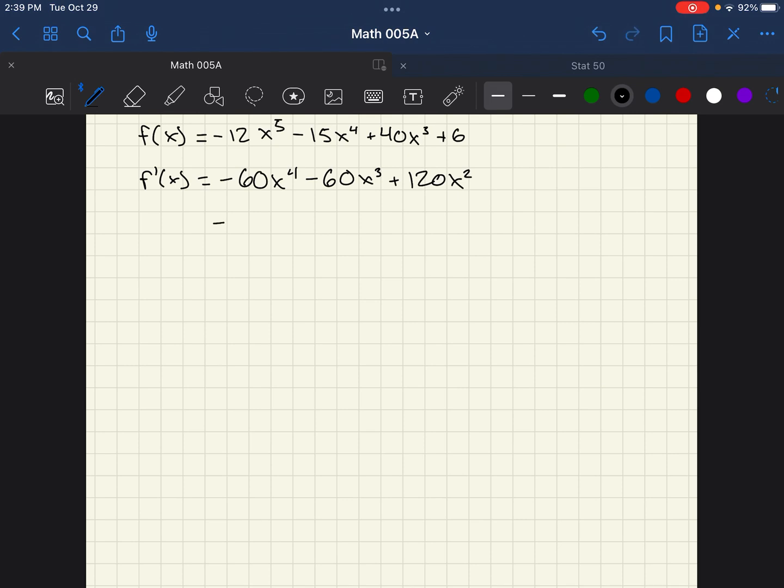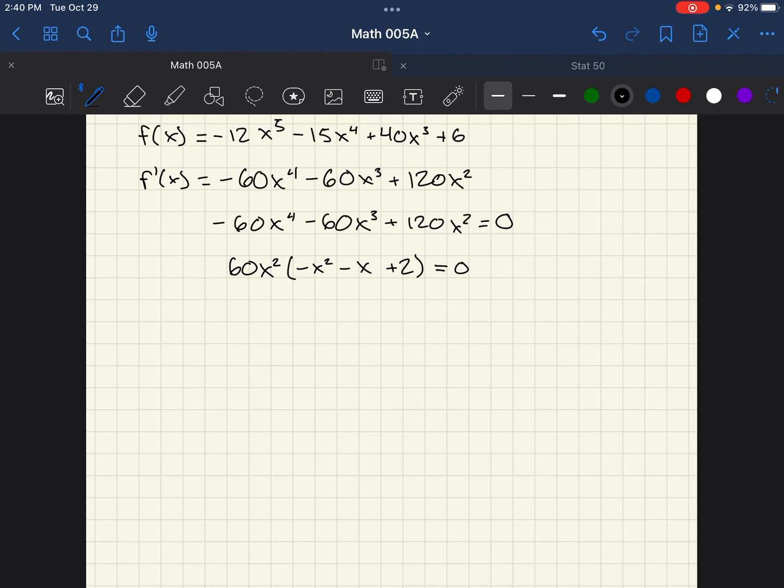The next step would be to find the critical points by setting the derivative equal to 0. After we do that, we want to factor out. We can find a common factor of 60x squared. So then we'd just be left with negative x squared minus x plus 2, all equal to 0.